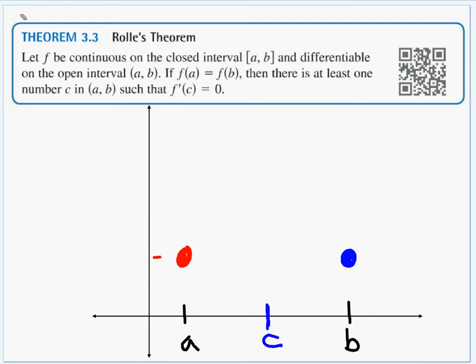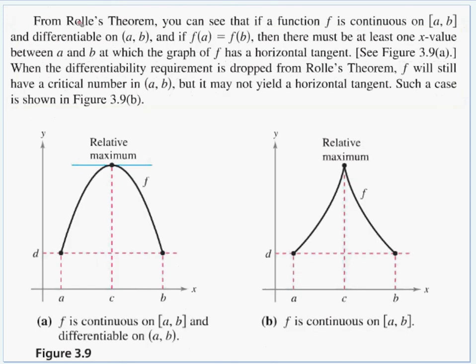So from Rolle's, we can see that if function f is continuous on our closed interval and it's differentiable inside that interval, and if our endpoints are at the same height, f of a and f of b, then there must be at least one x value between a and b at which the graph will have a horizontal tangent.